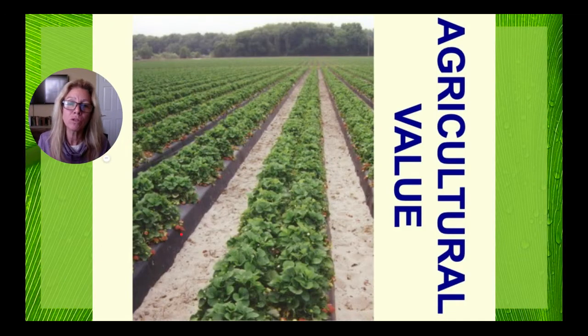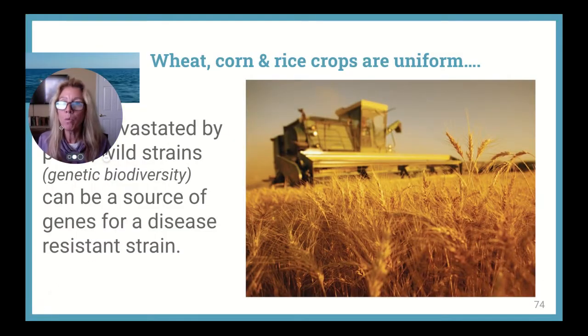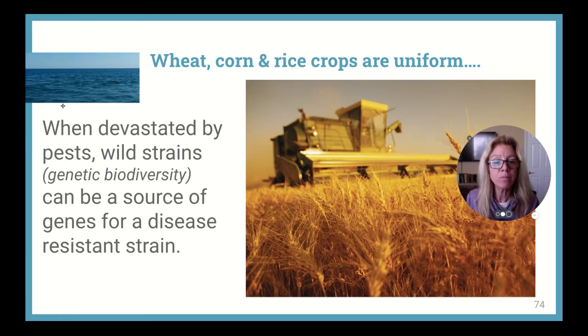Okay, direct value number 2 is an agricultural value. So wheat, corn, and rice crops are fairly uniform, and that makes us susceptible to a pest or a fungus that could attack that crop. And if we only have a monoculture of that, it could wipe it out, right? Like you think about the Irish potato famine. So wheat devastated by pests, you want to keep that genetic biodiversity. Those wild strains might help to protect us and provide a resistant strain.